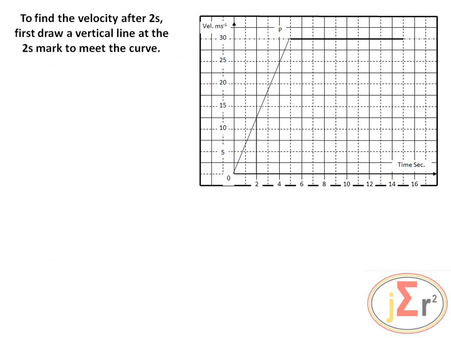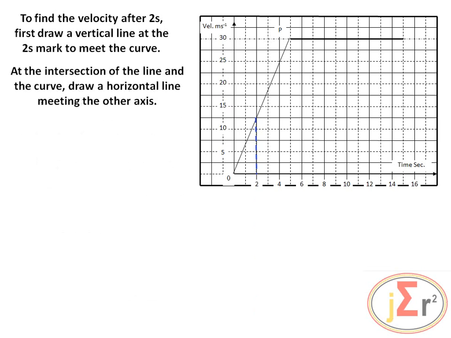To find the velocity after 2 seconds, first draw a vertical line at the 2 seconds mark to meet the curve. Right there. At the intersection of the line and the curve, draw a horizontal line meeting the other axis. So we have 2 seconds up there, then we go across, and that's all there is to it. Now, it crosses the axis at 12.5 meters per second. This is the speed after 2 seconds. So the speed after 2 seconds is 12.5 meters per second.